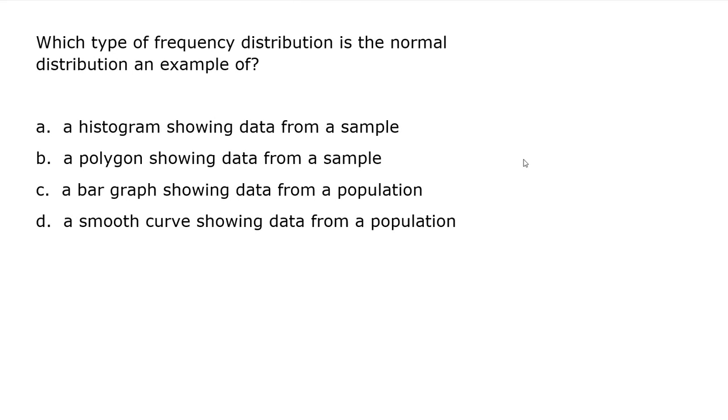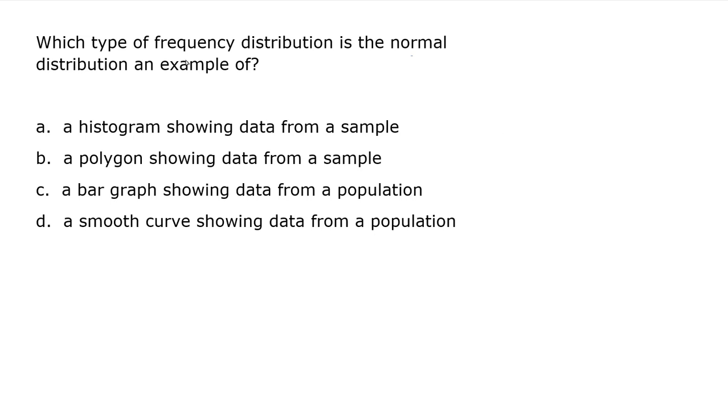Which type of frequency distribution is the normal distribution an example of? Is it a histogram showing data from a sample? Is it a polygon showing data from a sample? Is it a bar graph showing data from a population? Or is it a smooth curve showing data from a population?